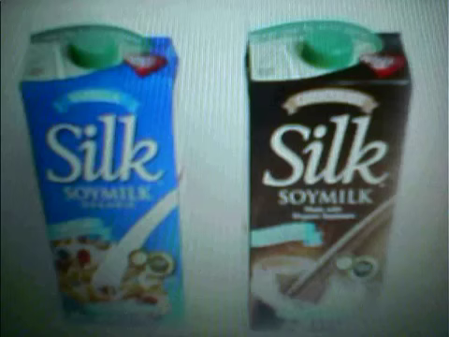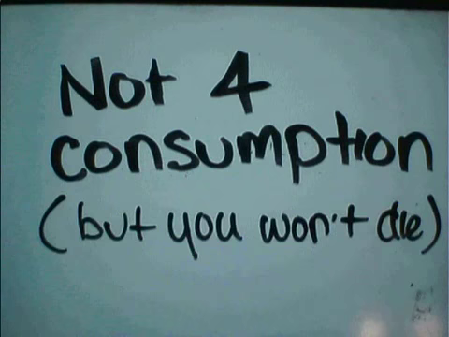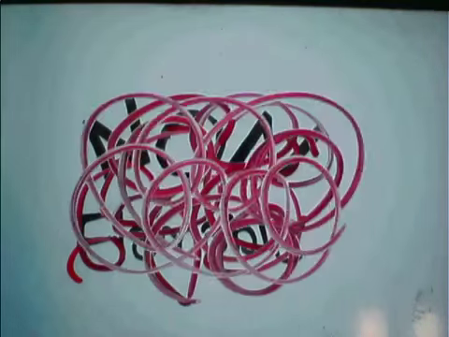In other words, magnesium is used in the process of making tofu, soy milk, and is used as an anti-ice. It isn't for consumption, but it won't kill ya if you get the munchies. It's also non-flammable, which is typically spelled with 2 M's.